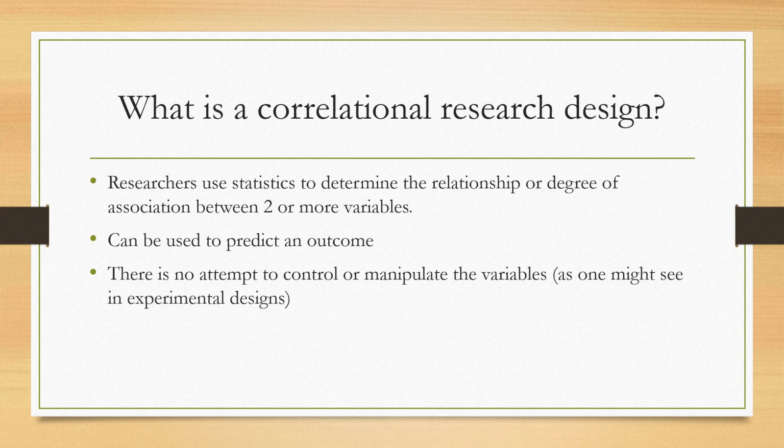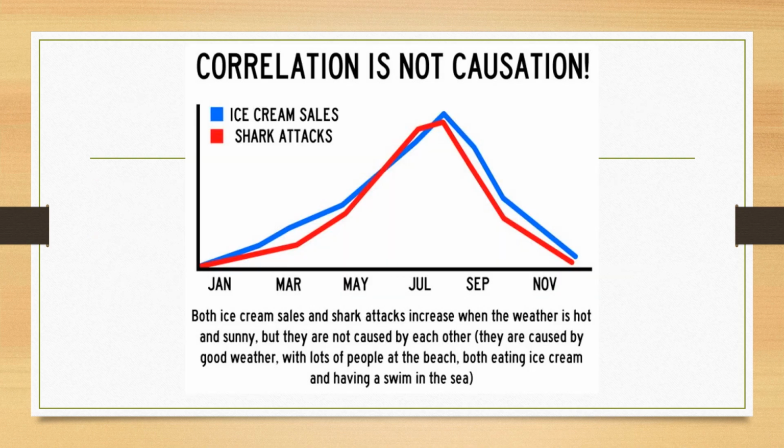So first, what is correlational research design? It's a design where researchers use statistics to determine the relationship or degree of association between two or more variables. As noted in the previous slide, correlation allows us to determine the relationship or association between two or more variables. Correlation does not allow us to establish causation.